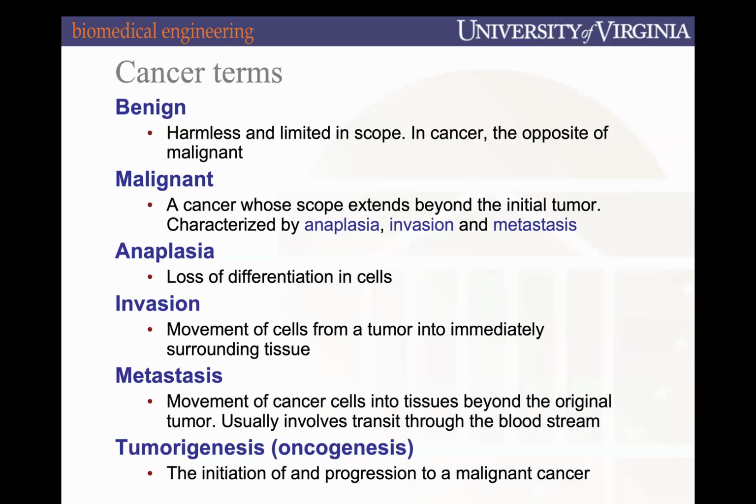As an example, typically with breast cancer, stage 4 breast cancer will present with malignancies, oftentimes in the brain or in bone tissue. And so the characterizations of anaplasia, invasion, and metastasis define what is a malignant tumor, and the absence of those qualities is what characterizes a benign tumor. Tumorigenesis describes the initiation or beginning of a malignant tumor, or the beginning of malignancy.